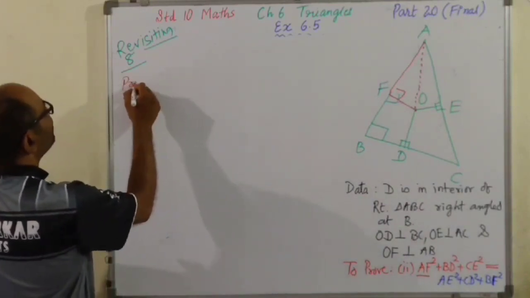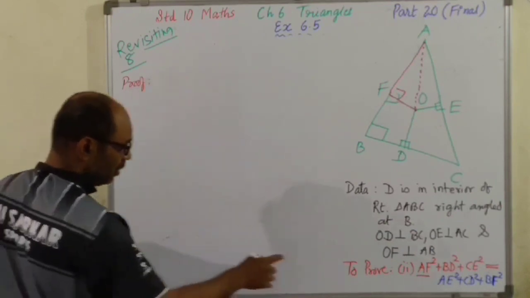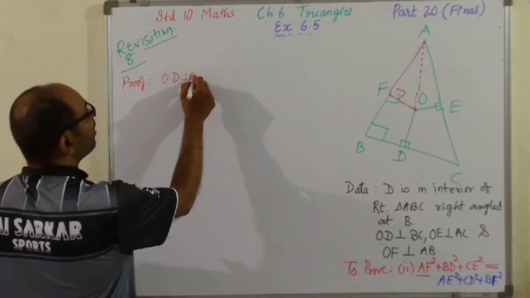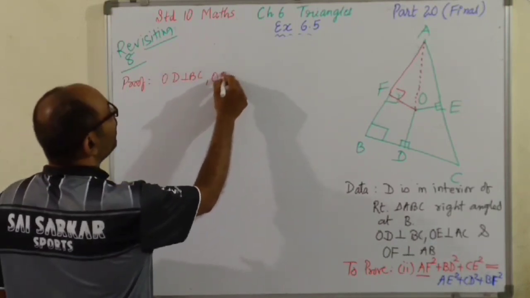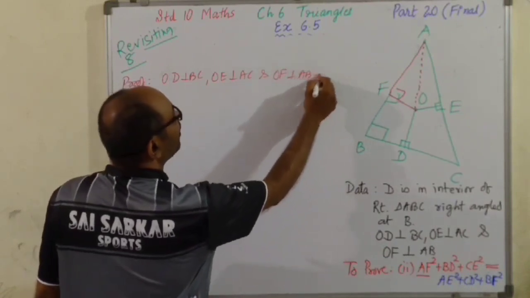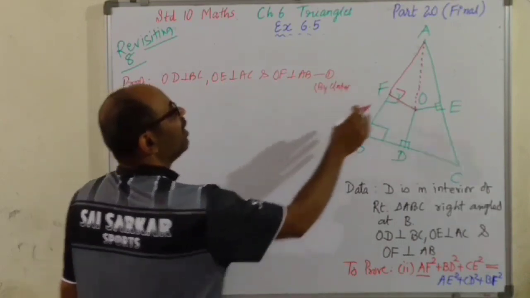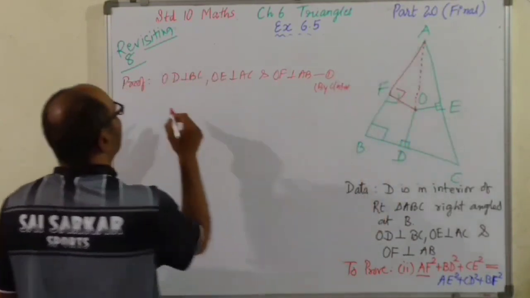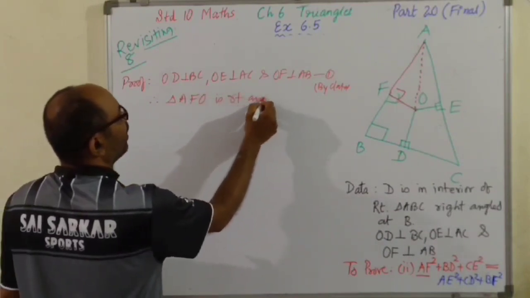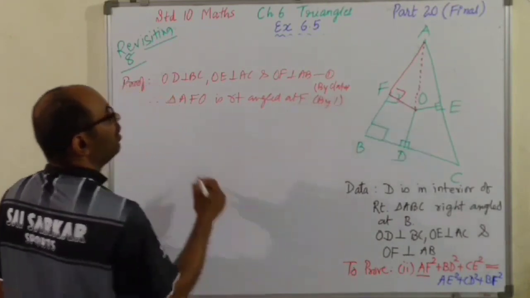Okay? Proof, I'm starting here. Okay. We can write this. OD is perpendicular to BC, OE is perpendicular to AC, and OF is perpendicular to AB. Result 1 by data. Since ये perpendicular है, triangle AFO is right angled. Therefore, triangle AFO is right angled at F by 1.